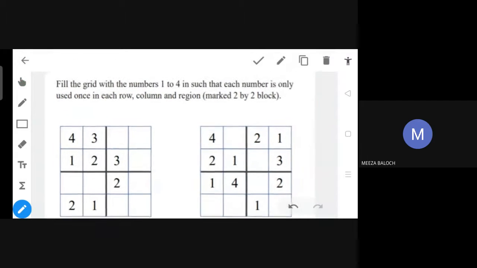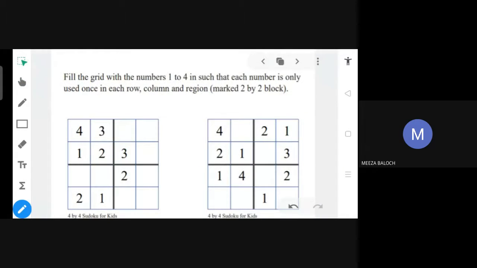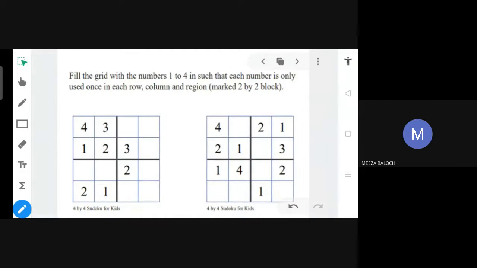Okay, ma'am. Fill the grid with numbers 1 to 4 such that each number is only used once in each row, column and region marked 2 by 2 block. So fill the grid means these boxes you have to fill with which numbers? 1 to 4, wherever they are missing.